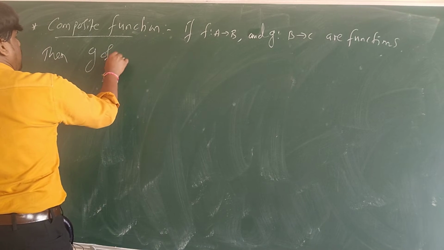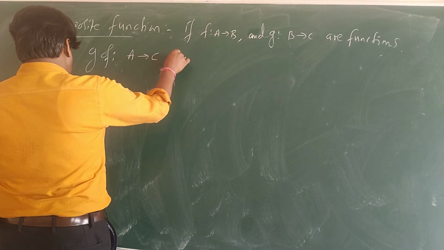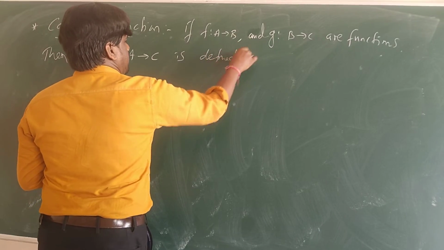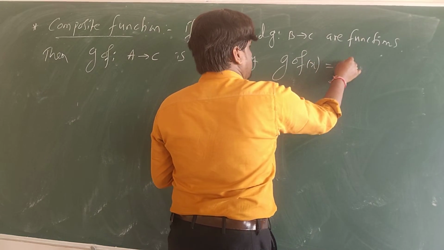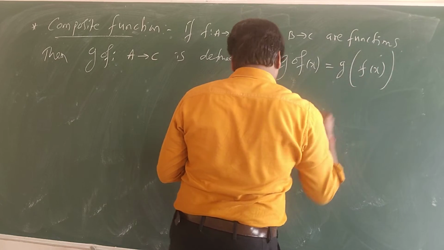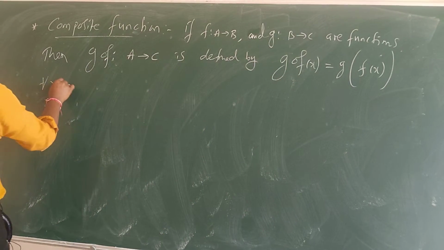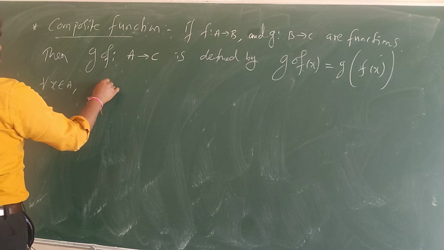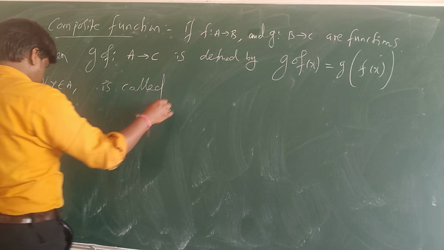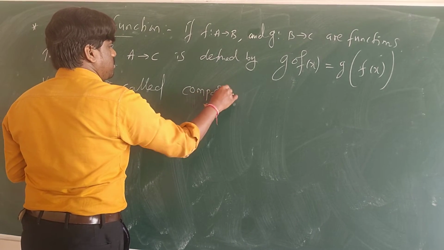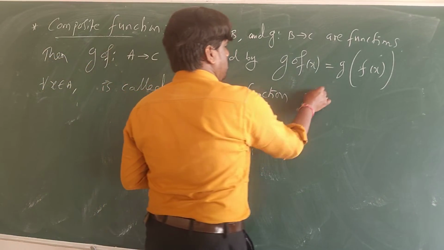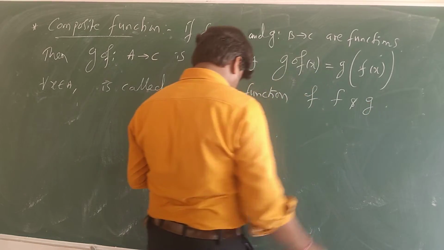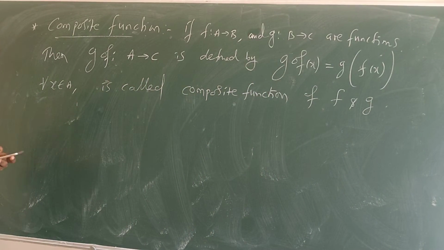Okay, if f: A to B and g: B to C are functions, then g circle f: A tending to C is defined by (g circle f)(x) is equal to g(f(x)) for all x belonging to A. It is called a composite function, a composite function of f and g.